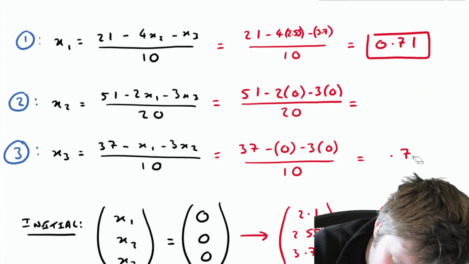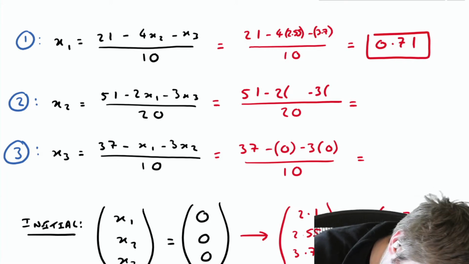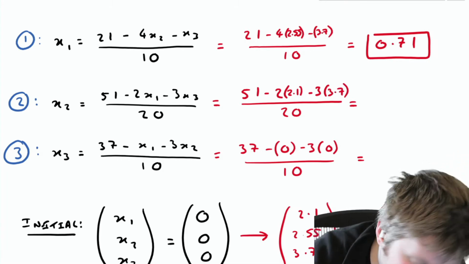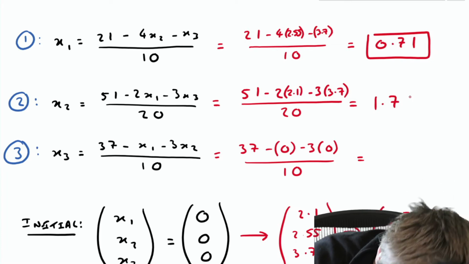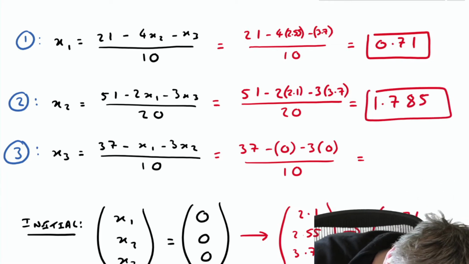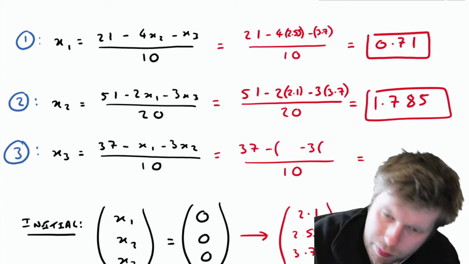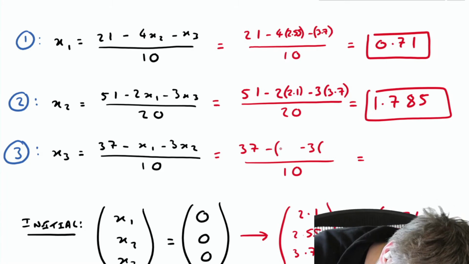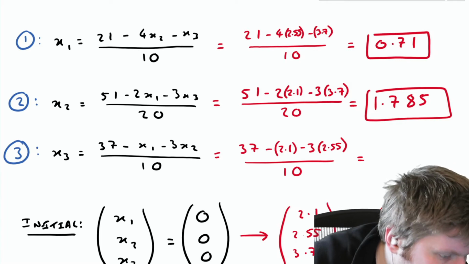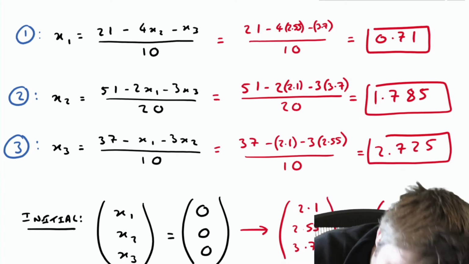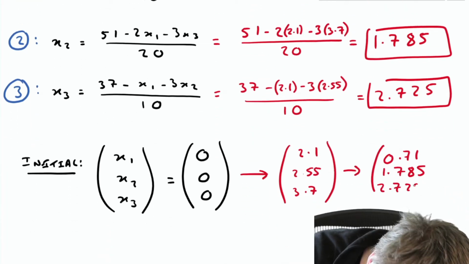Okay, if I go back and if I plug in my other values, so okay, I've got x1 here, which is now 2.1, and I've got x3 here, which is 3.7, I find that my new value of x2 comes out as 1.785. That's my new value of x2. And again, if I go back and if I plug in x1 and x2 into my third equation, okay, so x1 was 2.1, and x2 was 2.55. So when I plug that in, I basically find out it comes out as 2.725. Okay, so that's my new value of x3, so 2.725.